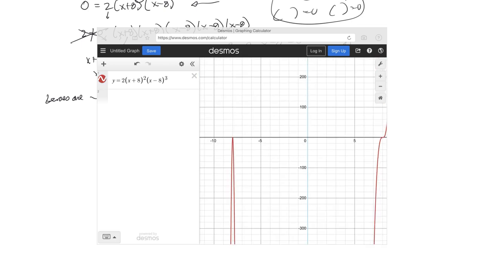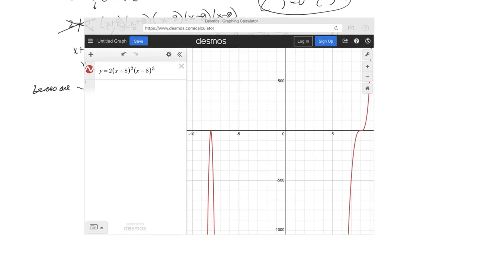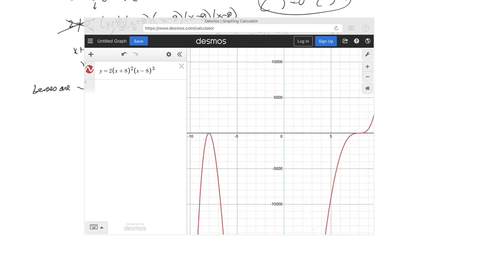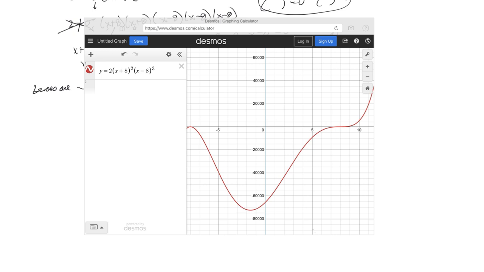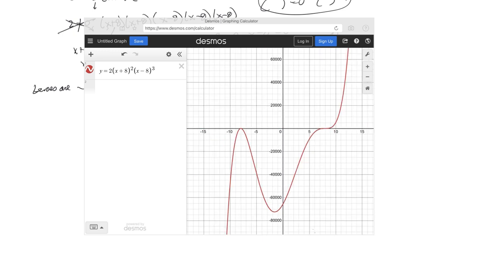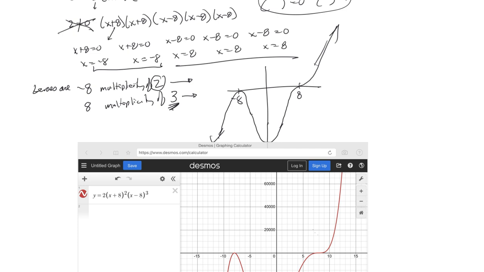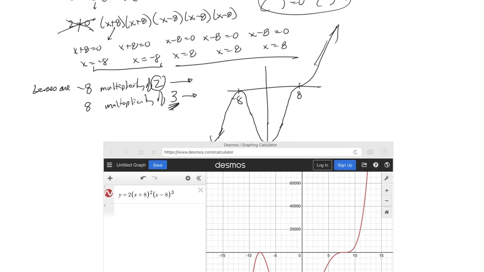Does it look anything like what I had? Hopefully. Oh, there. Okay, here I'm zooming out. There, you can see that looks a little bit better. So you can see it touches the graph at negative 8 and bounces back. And then at positive 8, it has the bend and goes through. So it looks just like my graph. Okay, maybe my graph's a little bit prettier, but it's close. Hopefully that helps you.